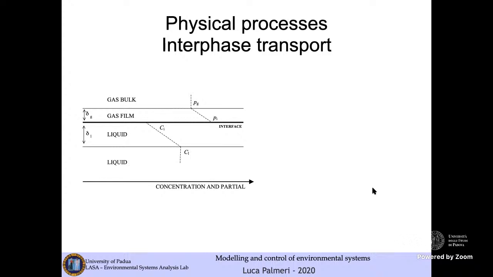Now let's go back a little bit to a model that we have already seen, the physical process interface transport model. This is another way of describing material transport. In this case, the approach is slightly different because we are considering two portions of the system, a gas portion and a liquid portion. I recall you that this model was employed in order to introduce the exchange phenomena between the atmosphere and the hydrosphere. So what is moving from the liquid to the gas.